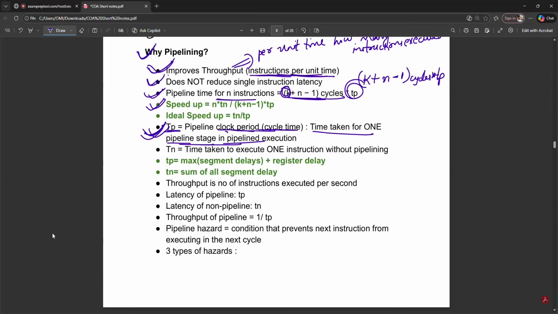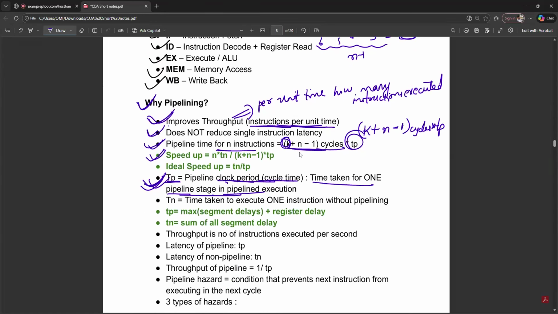Speed up is how much improvement. So speed up is equal to non-pipeline time divided by pipeline time, right? Non-pipeline time divided by pipeline time.